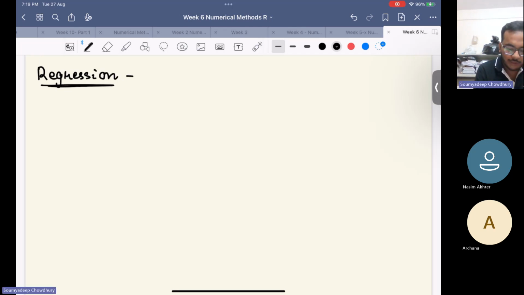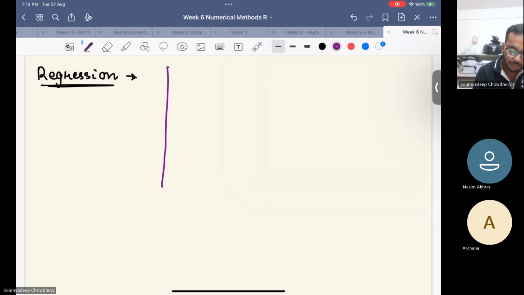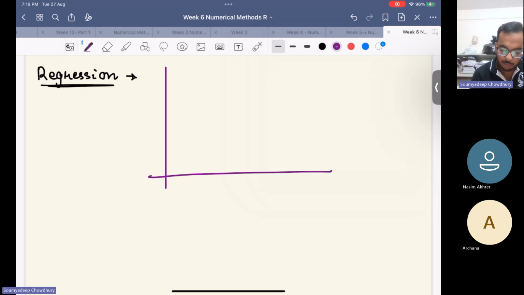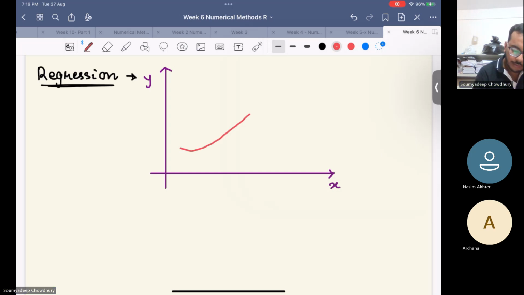So regression basically means to find a relation, or like when we draw a graph, when we plot a curve, suppose you are given some y equal to f of x curve, and some random curve I am drawing here. Say you are given this kind of curve. So suppose this is y equal to f of x.